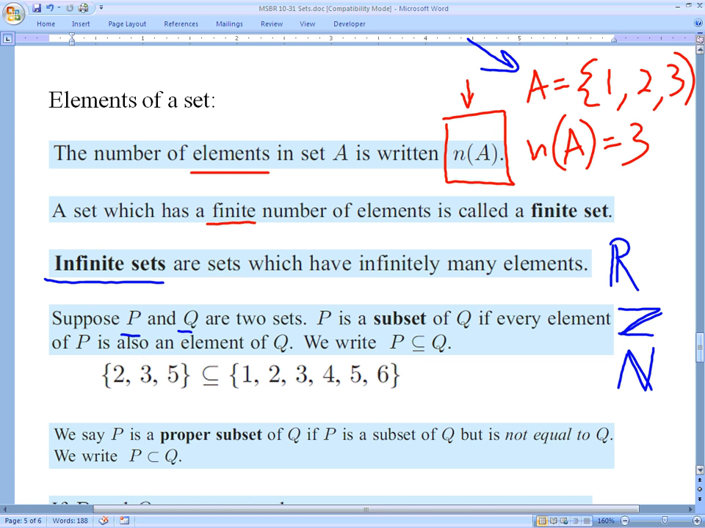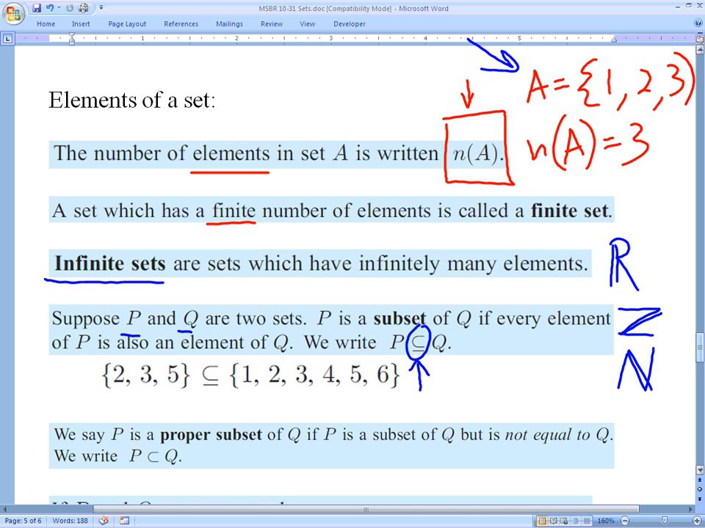Suppose P and Q are 2 sets. P is a subset of Q if every element of P is also an element of Q. And we write this subset notation. It sort of looks like our or symbol from probability, but turned on its side with half of an equal sign below it. So P is a subset of Q is how we would read that right there.